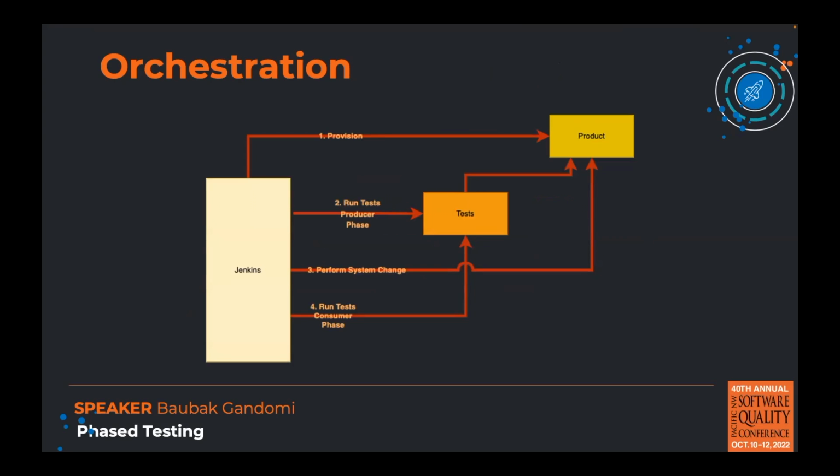And now orchestration, and this is how we put this in place, at least at Adobe in our scenarios. We have a Jenkins server that provisions the system. We run the tests in the producer phase. Then we perform the system change. And then we continue the same test suite in a consumer phase. This is really part of our implementation, but it can be done in different ways. This is how we've done it.